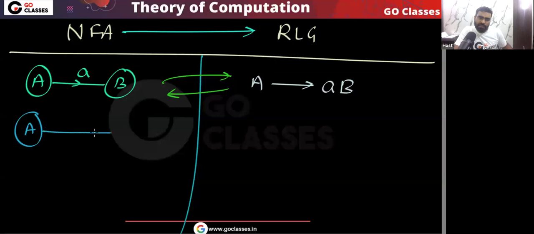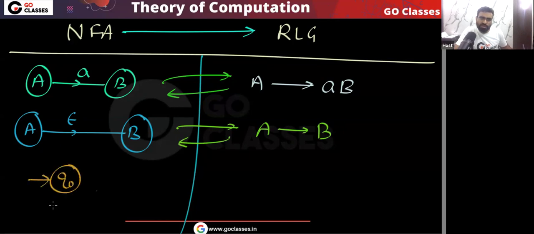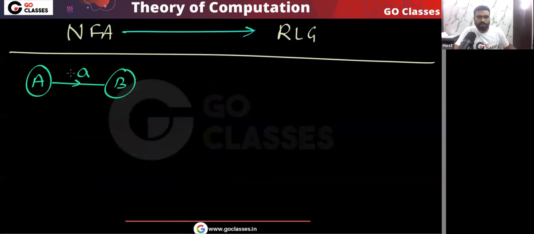What about this? From A, let's assume on epsilon you are going to B. Then tell me what you will create in the right linear grammar. It will be A going to epsilon B, but that is the same as A going to B. Yes or no? So it will be just A going to B. Understood? And what about the start state? If you have start state Q0, then this start state will become your start variable. Simple.